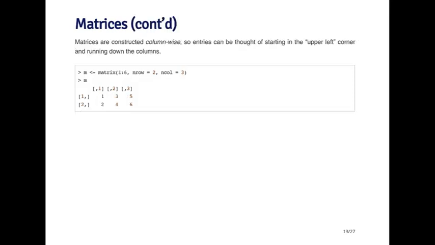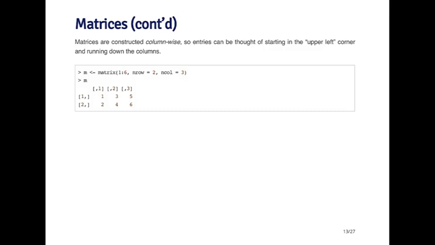Matrices are constructed column-wise, so you can think of the matrix taking a vector, and all the numbers are inserted into the matrix by columns. The first column gets filled, and then when you hit the maximum number of rows, the second column gets filled, and the third column, etc.